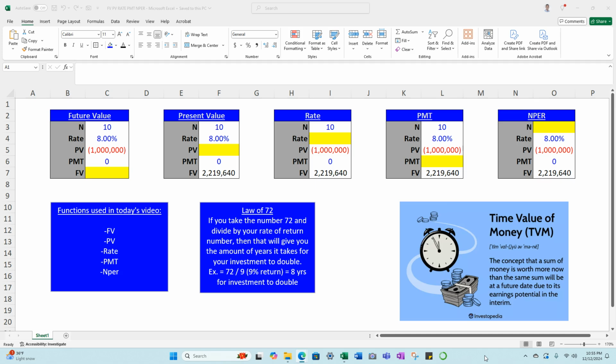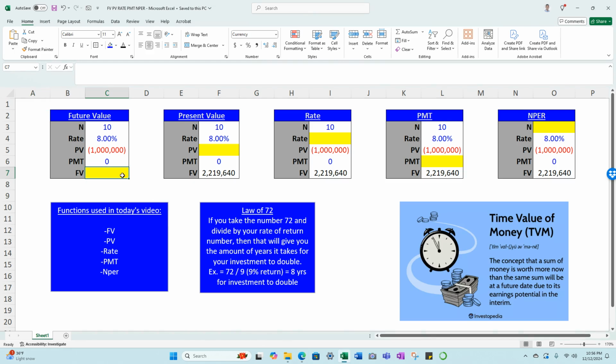If you take the number 72 and divide it by your rate of return number, that's essentially going to give you the number of years it takes for your investment to double. For example, if you divide 72 by 9, so 72 divided by a 9% rate of return, that means it'll take 8 years for your investment to double.